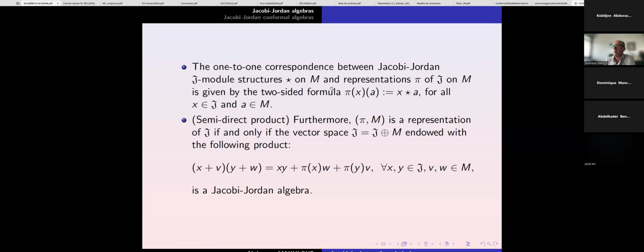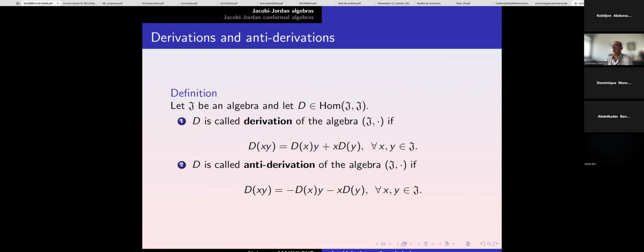Then we can characterize this one-to-one correspondence by setting that P of x of a is just x star a, where star is the action. In fact, we can also characterize this representation using semi-direct product. In fact, if the pair (P, M) or (M, P), where M is a vector space and P the representation of G, defines a representation of the Jacobi-Jordan algebra, this happens if and only if the direct sum G plus M is endowed with the Jacobi-Jordan algebra structure defined by this multiplication. Then we have this correspondence with semi-direct product, as usual. Now, what about the derivations in this setting? In fact, we can also define anti-derivations.